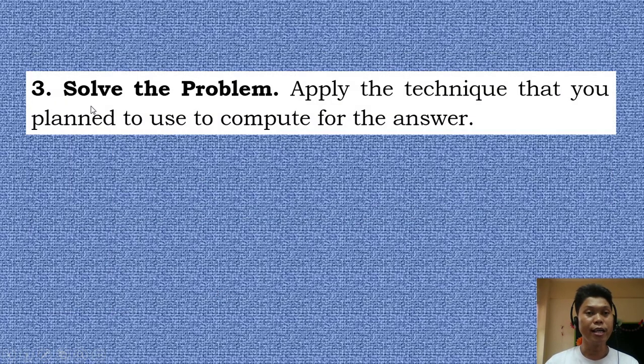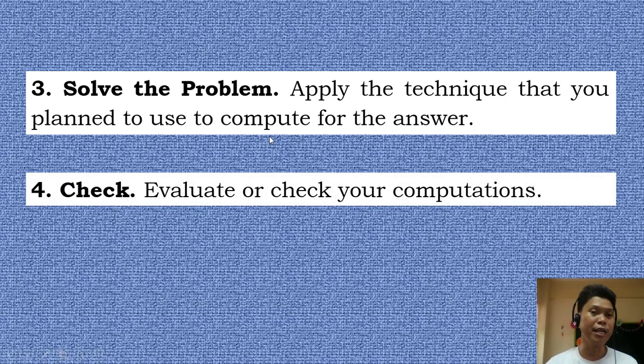Ang pangatlo naman ay solve the problem. So, this time, we already understood the problem, meron na tayong plano, and then, i-carry out na natin ang ating plano or solve the problem. I-apply na natin ang technique na ating napili. At ang pang-apat naman is check. So, we are going to evaluate our computations, whether it is correct or wrong.